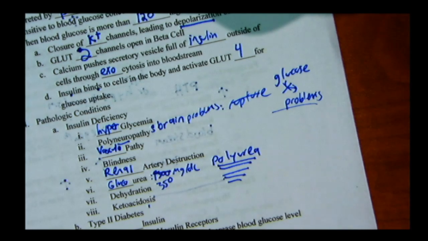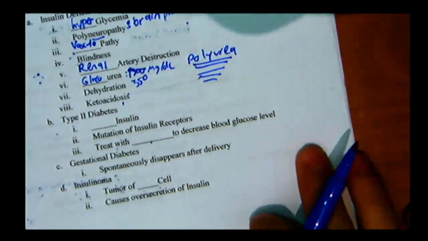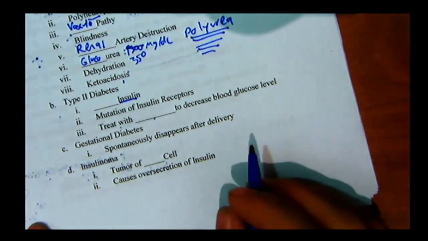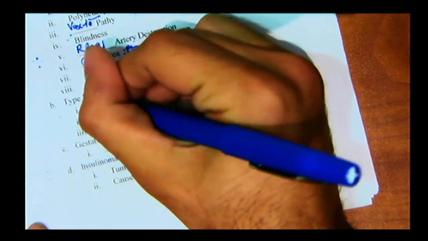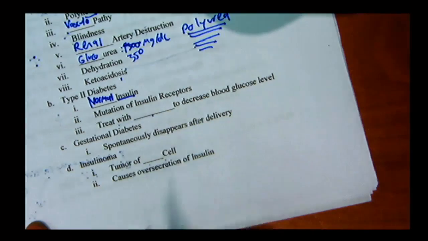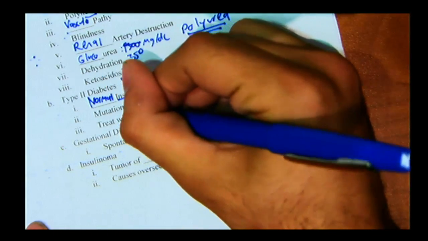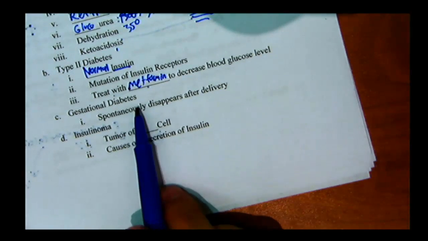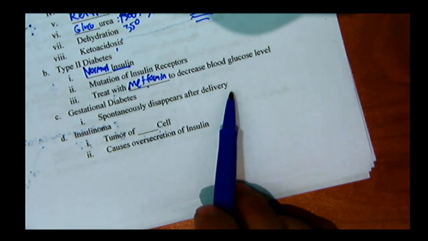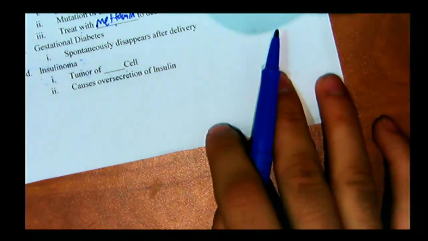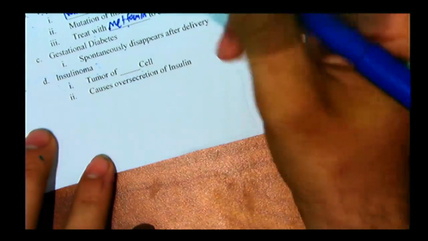So now we're at type 2 diabetes. So what is happening with insulin? It's normal. You have a mutation of the insulin receptors, and you treat with which drug? Metformin, to decrease blood glucose level. You also have gestational diabetes, which spontaneously disappears after delivery. Again, the diabetes disappears, not the baby. And you also have insulinoma, which is a tumor of the which cell? Beta cell, which causes the oversecretion of insulin.